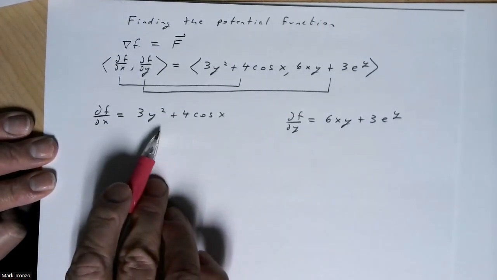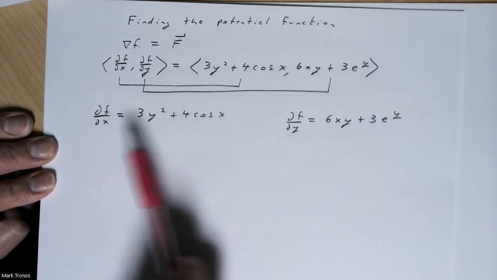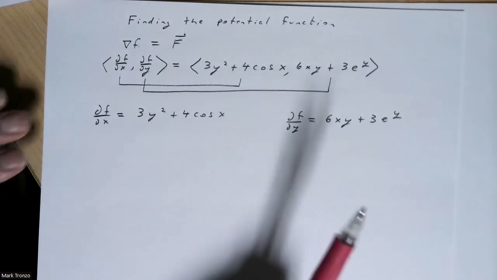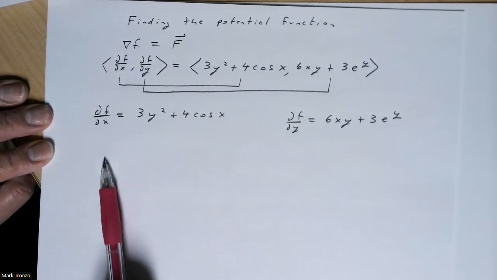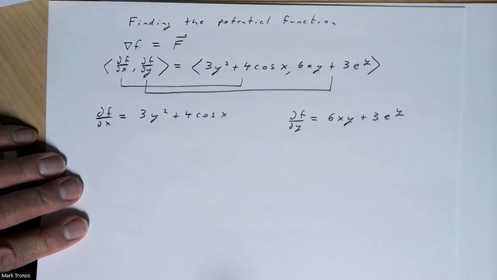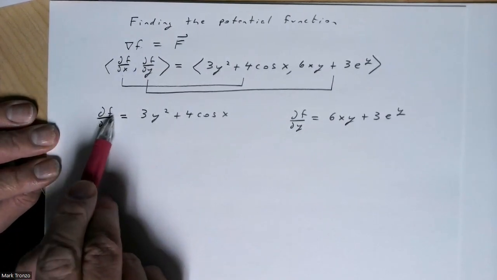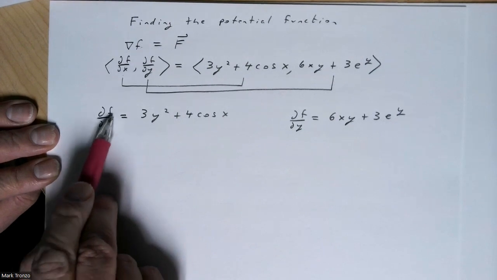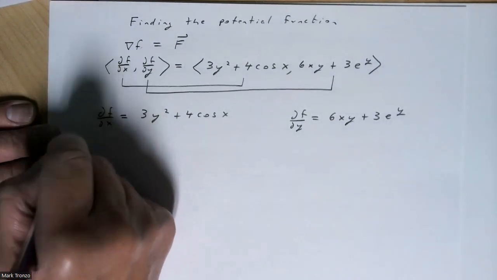And now you can start with either side. You can start either over here or over here. That's up to you. I usually, just out of habit, start with this side where we have x. And so since, again, we're looking for this function small f, we know its derivative with respect to x is this. So let's go backwards.